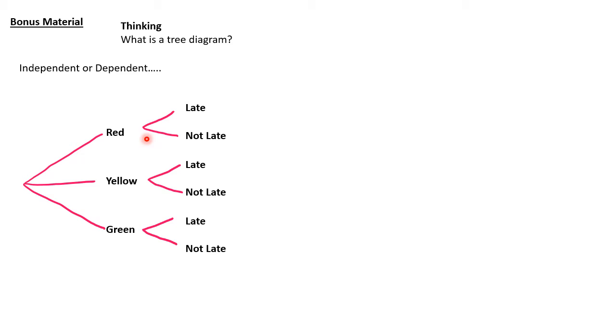So I can either ride the red bus and be late, the red bus and not be late, the yellow bus and be late, yellow bus not late, green late, and green and not late. So you can see you've got these 6 different outcomes that could happen when the bus turns up, you get on it, and you can either be late or not late.